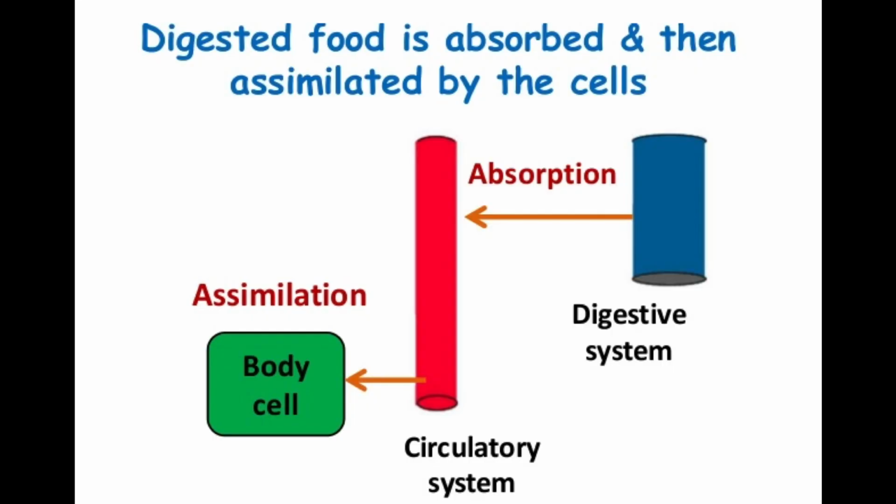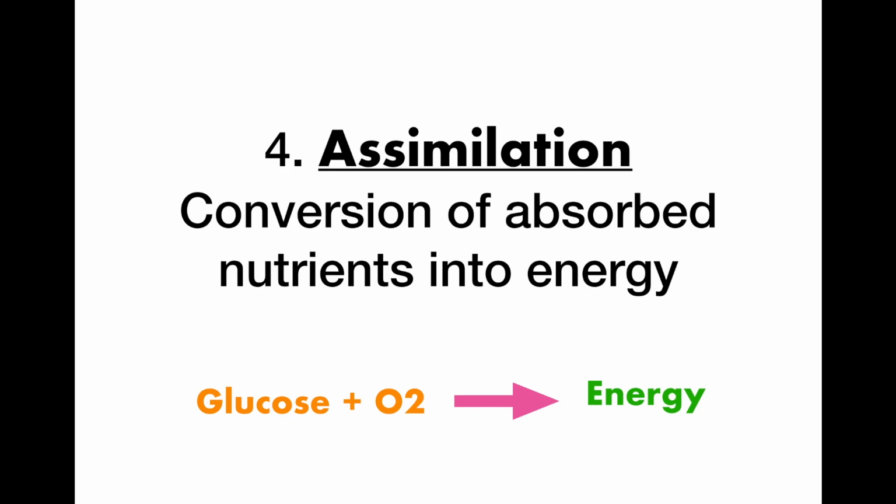So if you consider this blue cylinder on the right hand side as our digestive system, then the digested nutrients or digested food particles pass through the wall of the small intestine and move into the bloodstream, where blood flows and carries these particles to all the body cells. Inside the body cells, energy is produced which is utilized for various cellular activities, and this step is called assimilation, conversion of absorbed nutrients into energy which takes place inside the cell, and so it is also called cellular respiration.